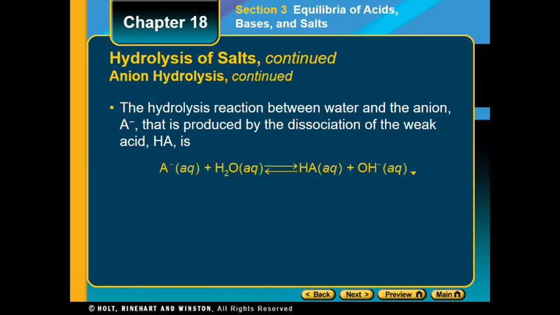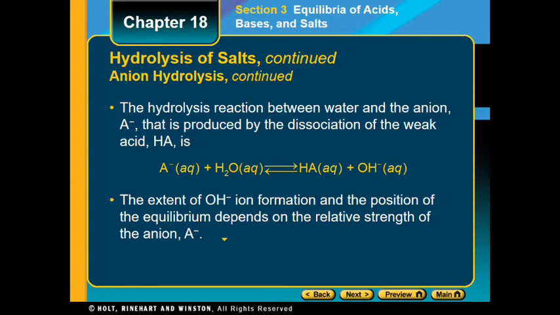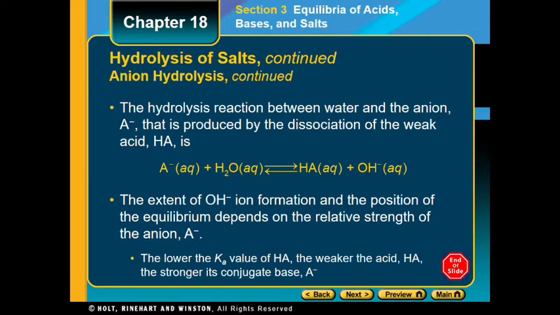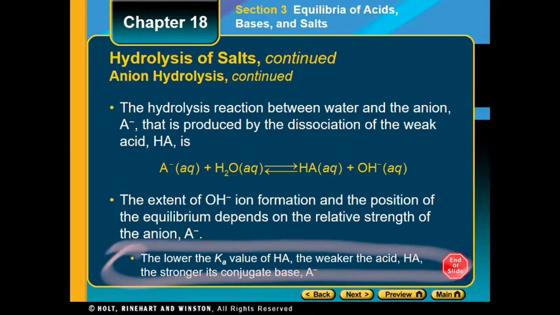If we were to look at the hydrolysis reaction between water and the anion A minus, here is the dissociation that we're looking at here, and the extent of the hydroxide ion formation and position of equilibrium depends on the strength of your anion. The lower the Ka value of your acid, so the weaker the acid, the stronger its conjugate base will be.